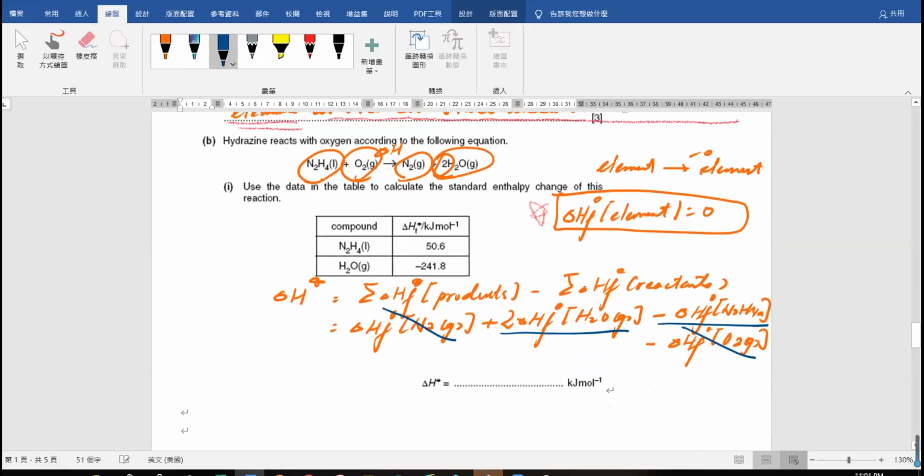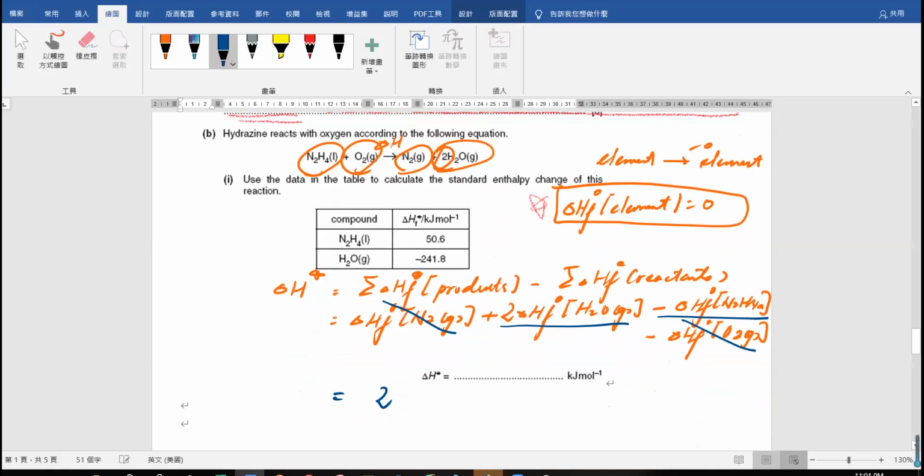Then we substitute the number into it. 2 times the formation of water is this one. Okay. Minus formation of hydrazine. Formation of hydrazine is this one. Then we can work out the answer very easily. So that is negative 534.2. The unit is given already.